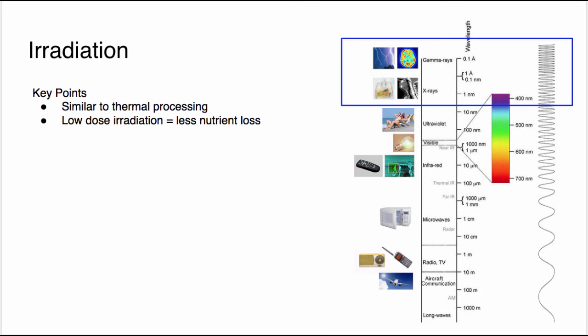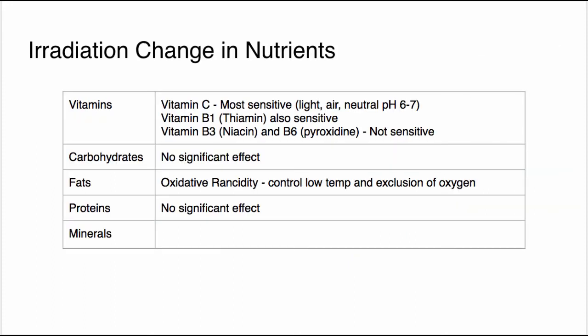Irradiation is just slightly touched upon in this reading, and the key point is that it's very similar to thermal processing, and that the lower the dose of irradiation, the less nutrient loss. Some of the changes are a loss of vitamin C and a loss of vitamin B1, but vitamin B3 and B6 are not very sensitive. There's not a significant effect on carbohydrates or proteins, but you can see oxidative rancidity of fat, so you want to keep things at a low temperature and exclude oxygen to prevent this from happening.